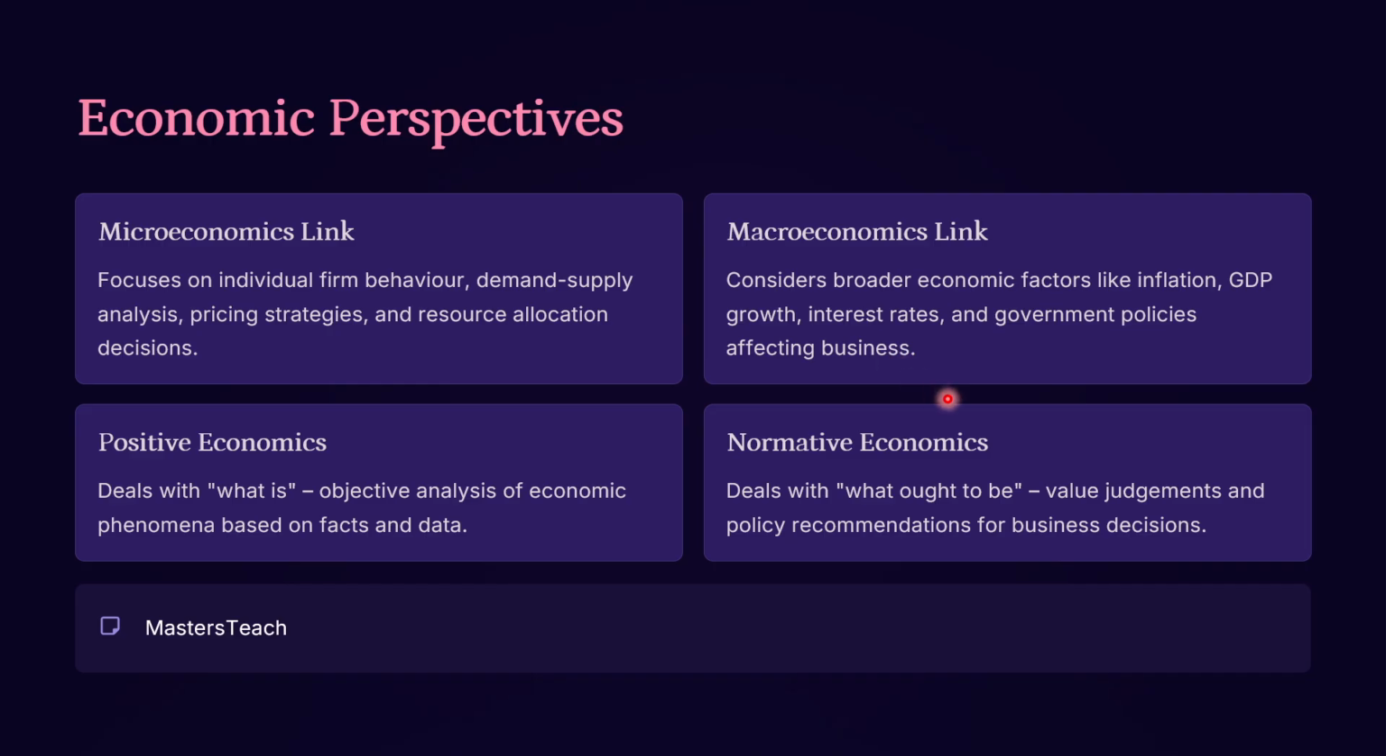affecting businesses. Then positive economics deals with what is: an objective analysis of economic phenomena based on real facts and data, whereas normative economics says what ought to be, with value judgments and policy recommendations for better decision making. So make sure that in economic perspectives you write microeconomics, macroeconomics, positive economics, then normative economics.